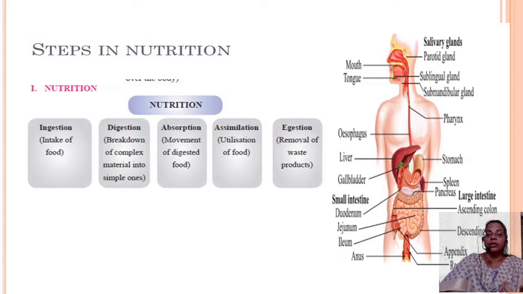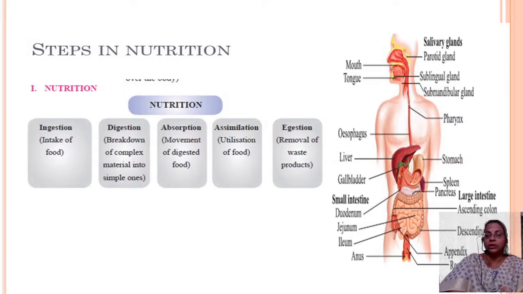Then, when the undigested food material passes through the colon region, the excess amount of water also will be reabsorbed into the blood, and the remaining waste materials will be collected in the region called the rectum.